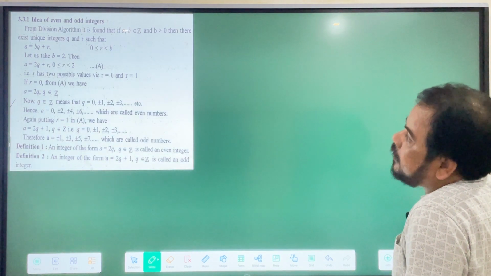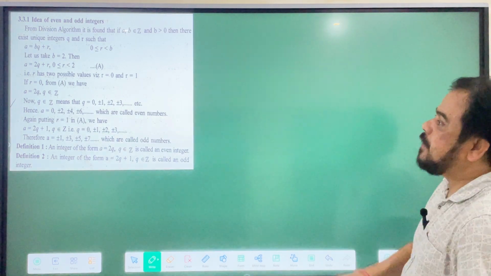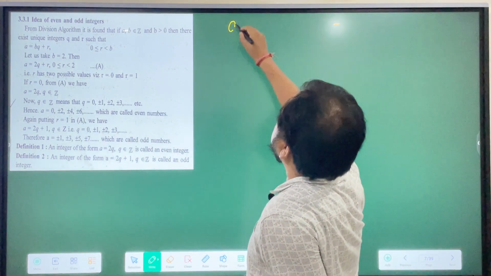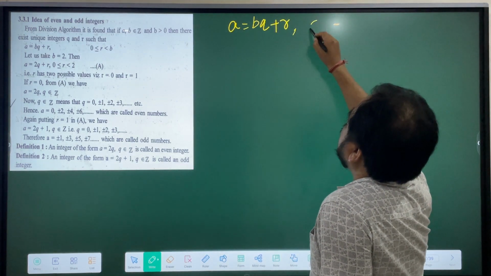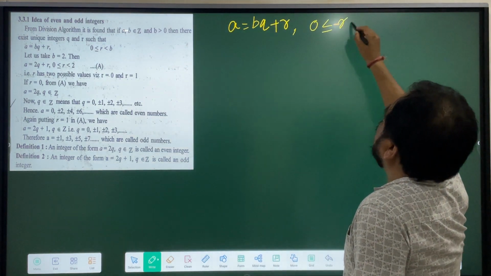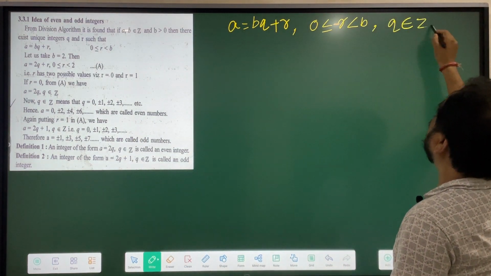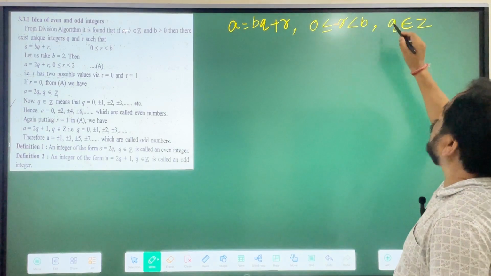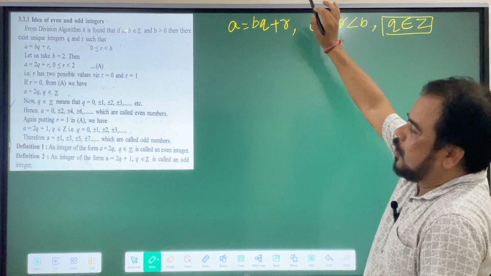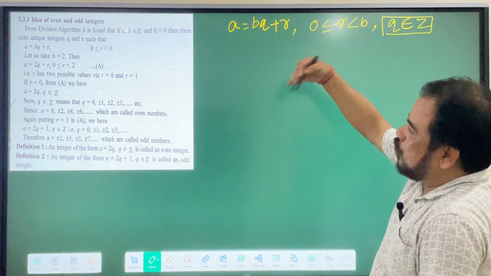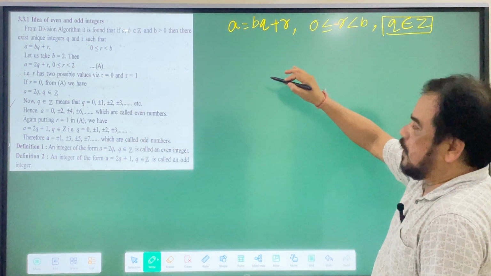3.3.1: Idea of even and odd integers. Let me say one thing again. Always remember: A equals BQ plus R, and Q is always an integer. This is a very important part. Whatever the value of Q, it will always be an integer. You have to show Q is an integer.